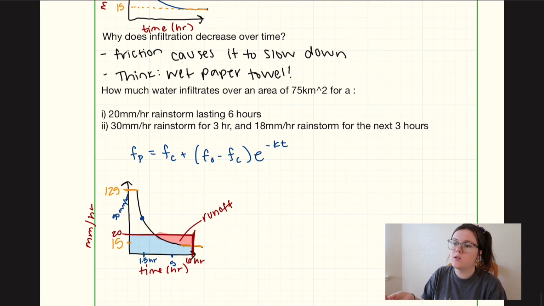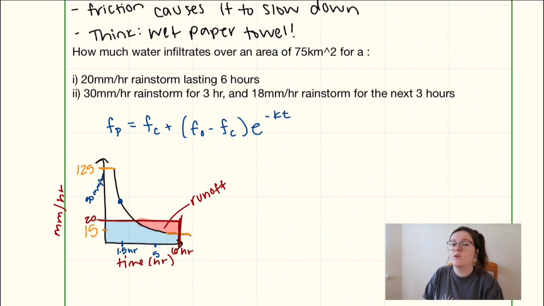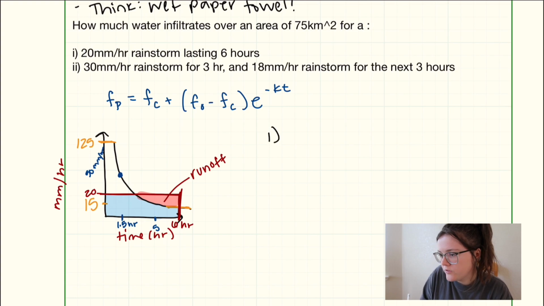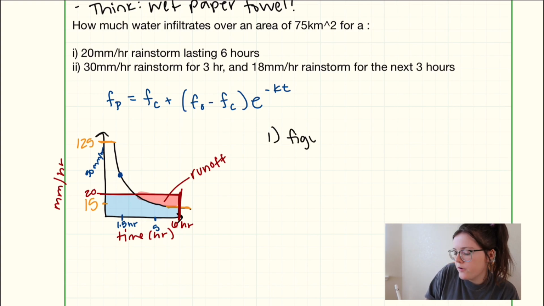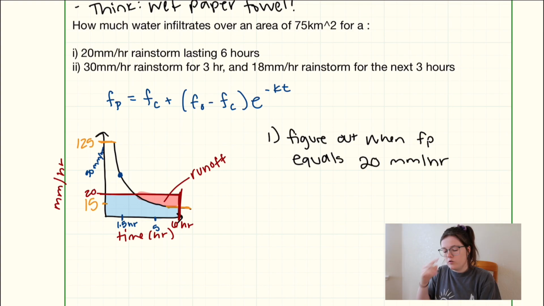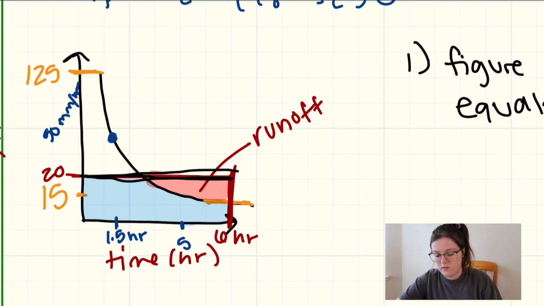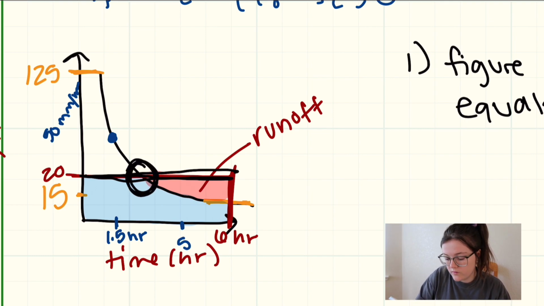When the rainstorm is simple like this, just a constant storm for a certain amount of hours, it's really easy to solve by hand. When it gets more complicated, you can do it by code, and I'll show you how to do that on the next example. You can always do it by hand. It's just not fun. So for this, our first step is going to be figuring out when this infiltration curve, FP, equals our precipitation, so equals 20 millimeters per hour. So we're trying to find when our precipitation line, in this case, meets our curve, which is this time t right here.